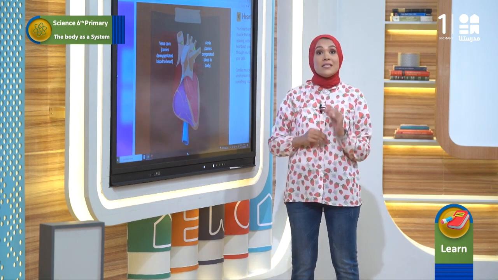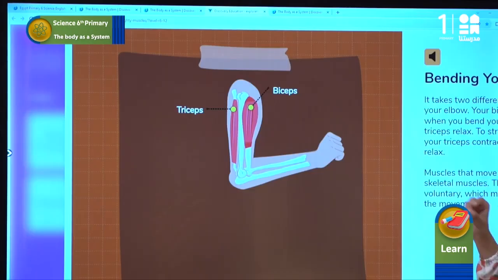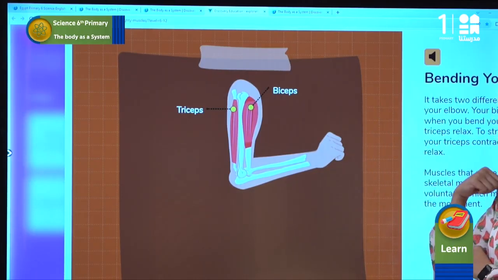So the heart muscle is an involuntary muscle. Now let's observe the arm muscle. Let's observe the arm muscle when we are lifting something with our hands.